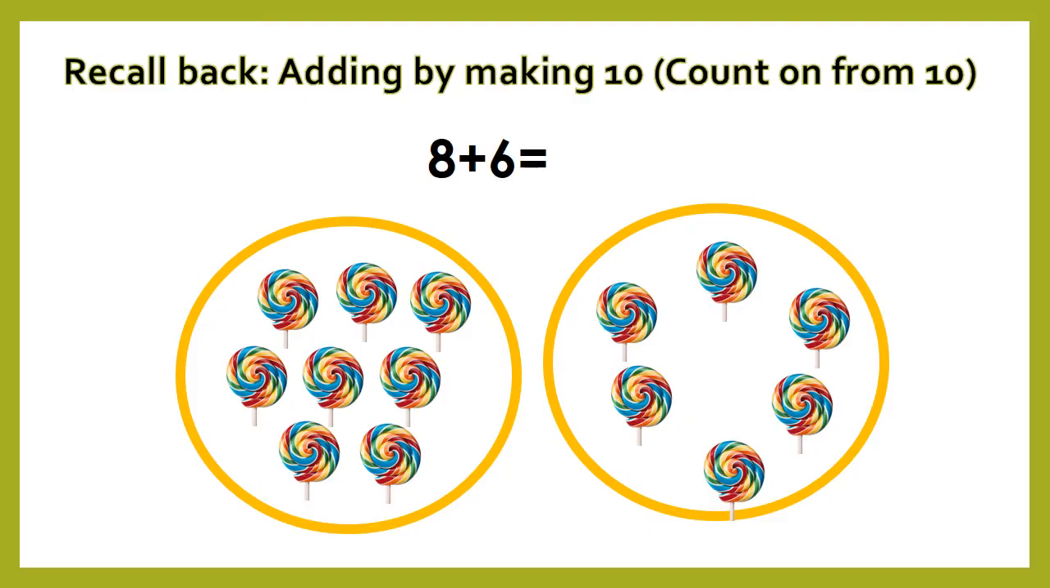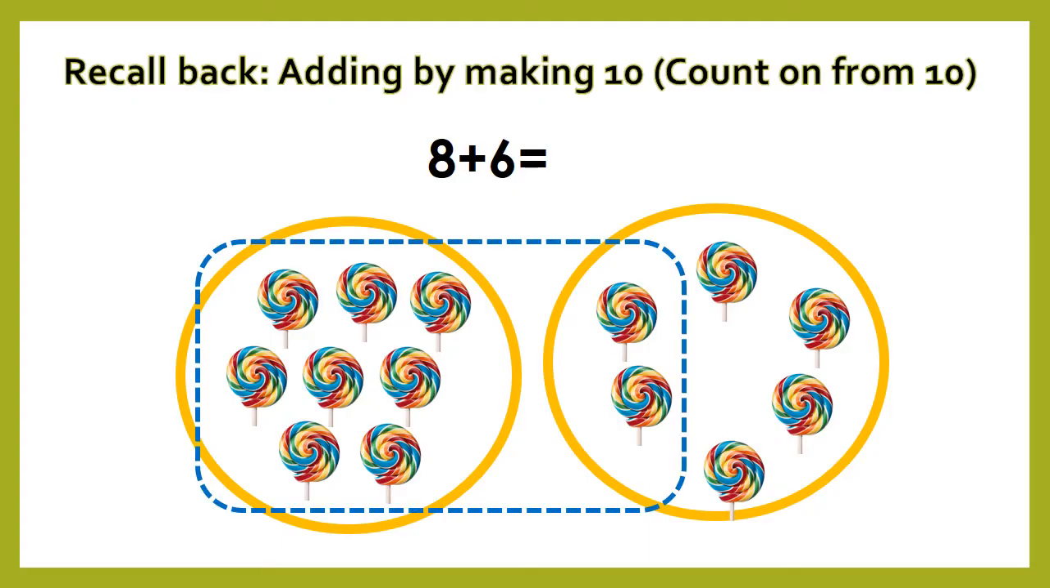First, we need to circle to make 10. Then, let's count up from 10. 10, 11, 12, 13, 14. Therefore, 8 plus 6 is equal to 14.